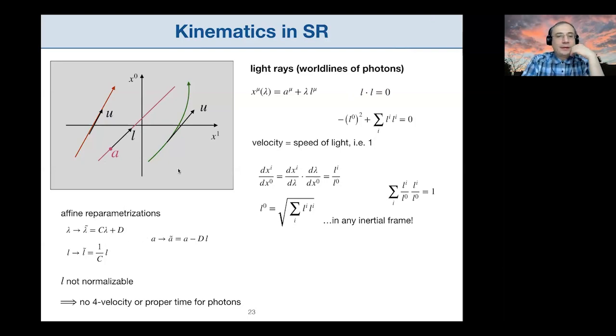Unfortunately, we cannot play the game we played in the case of massive particles, where there is a preferred parametrization, the proper time, and a preferred tangent vector, which we call the four velocity. It's preferred in the sense that its product with itself is equal to minus one, so it's normalized. However, null vectors cannot be normalized. So no matter by what number you multiply L, its product with itself is just zero. And this also means that any L of this kind is equally good, and we have no preference of one over another. So there is no notion of four velocity or proper time for photons or for any particles moving with the speed of light. This is a big difference between massive and massless particles. We cannot assign a proper time to them, and we cannot assign a preferred tangent vector.